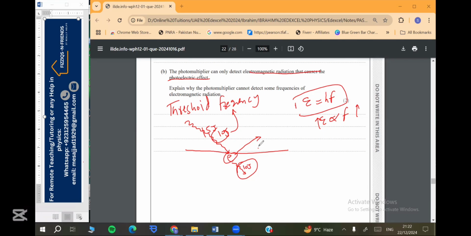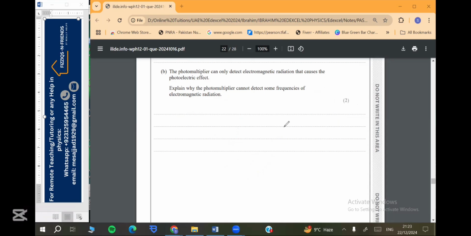Okay, so when no photoelectric effect takes place, it means the photomultiplier tube will not detect any light, because the photomultiplier tube actually detects electrons which are freed from the metal surface, and then it starts to detect the incoming light. But if the electrons are not coming out from here, the photomultiplier tube will say nothing is happening, no radiation is there. Okay, so we need to answer this question in terms of threshold energy.